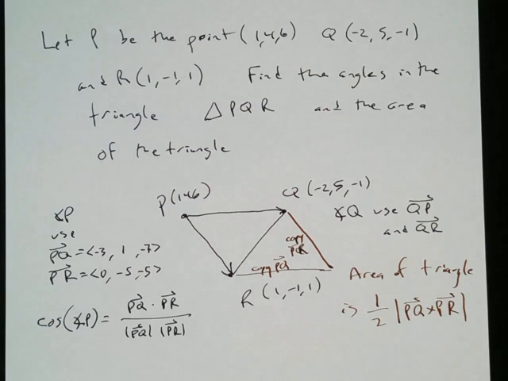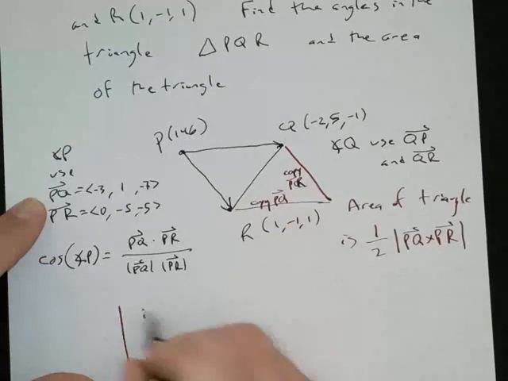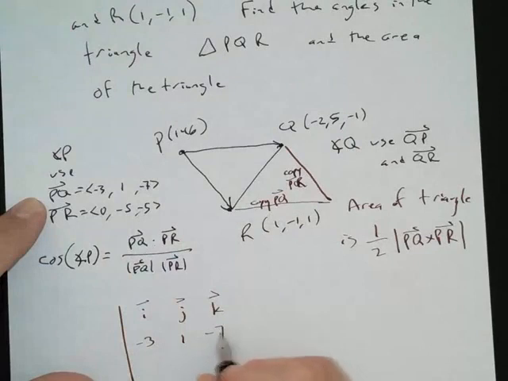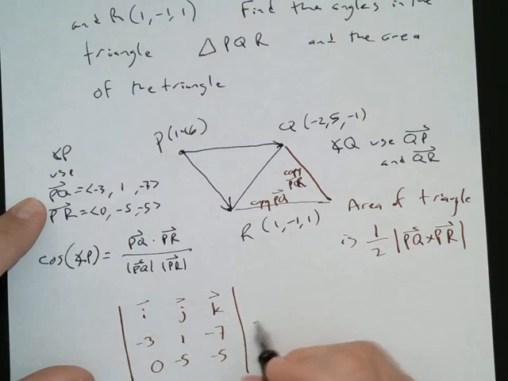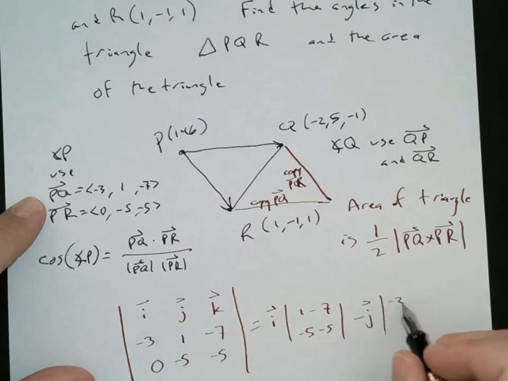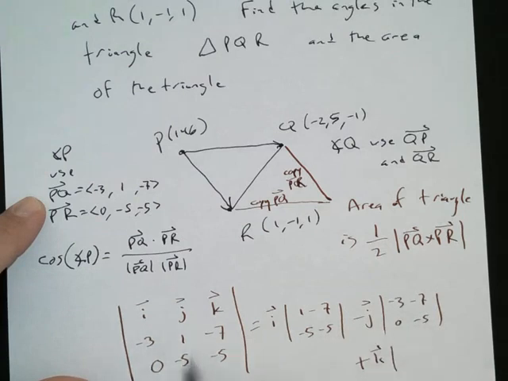Questions? Oh, sure. PQ cross PR. IJK. PQ is -3, 1, -7. PR is 0, -5, -5. I do my cross product. I times (1, -7, -5, -5), minus J times (-3, -7, 0, -5), plus K times (-3, 1, 0, -5).